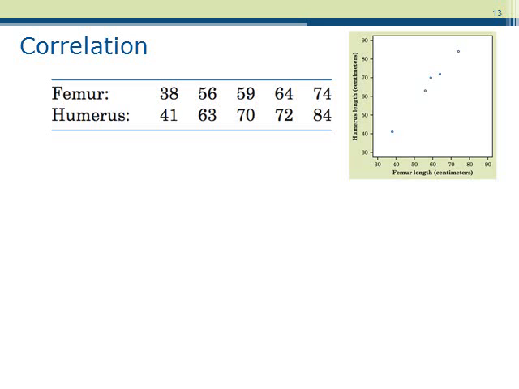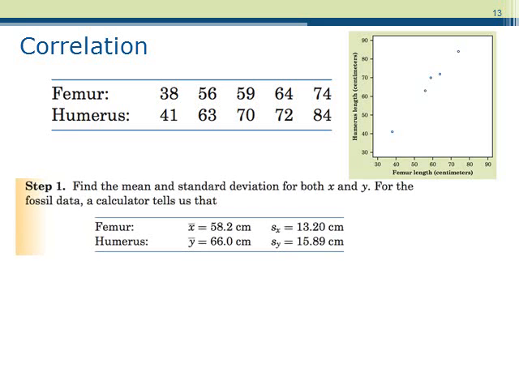So let's do an example where we compute the correlation between two variables. Here we will compute the correlation between femur length and humerus length. Here we will regard femur length as the explanatory variable. First, we must compute the mean and standard deviation for both variables. In this case, the mean femur length of the 5 observations is 58.2 centimeters, with a standard deviation of 13.2 centimeters. The mean humerus length is 66 centimeters with a standard deviation of 15.89 centimeters.